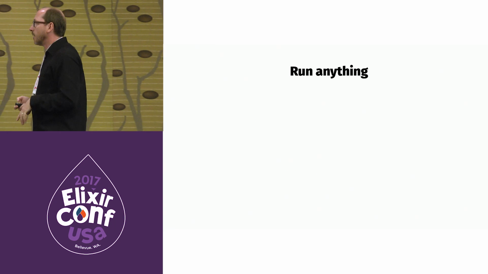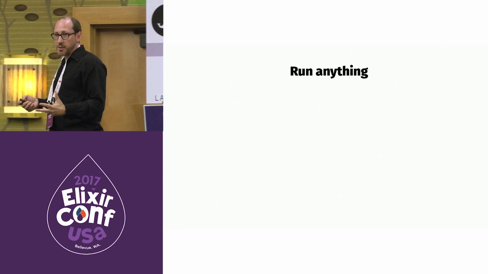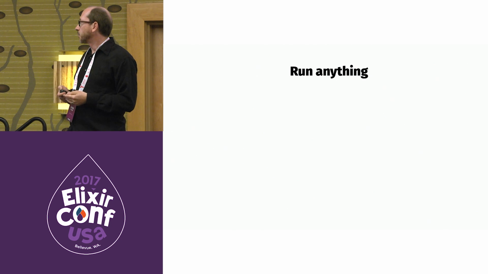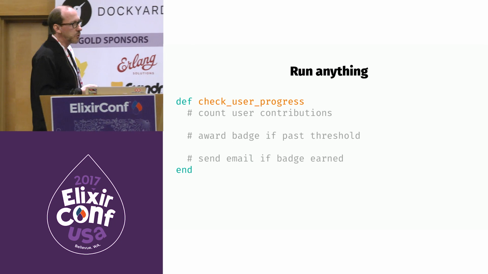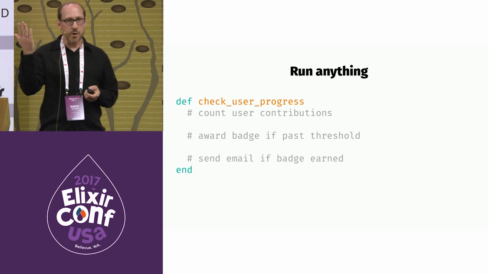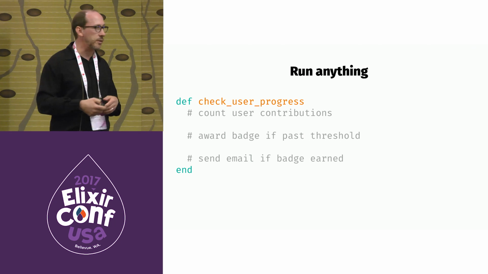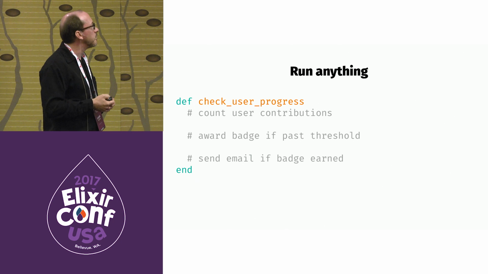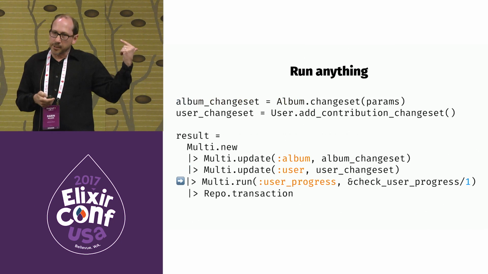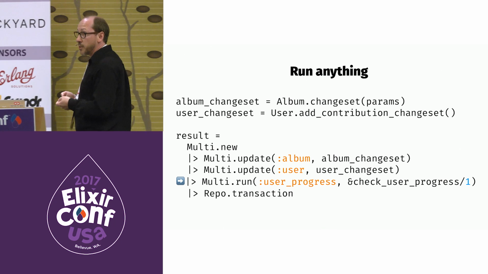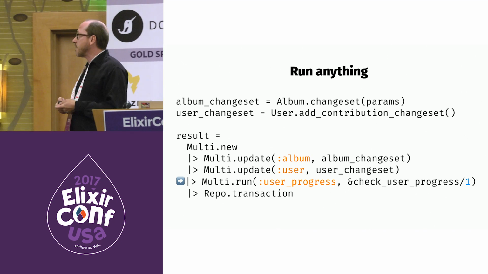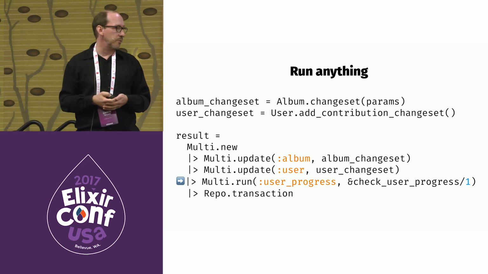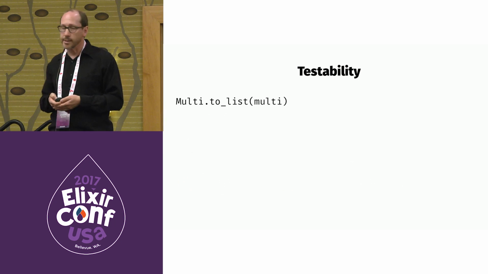It gets better. You're not restricted to just database operations as part of a multi. You can actually run any arbitrary piece of code in it. Let's say that we went a little further with our user tracking, and once they reached a certain threshold, we might want to award them a badge and send them an email saying, thanks for being an awesome user. We love you. This might get all wrapped up in a function here, which we call check user progress. We can execute this function as part of the multi using the run function. So now we have the same thing we did before, but now we're saying, okay, if those updates succeed, then execute this function. And we use the capture operator there to indicate it.